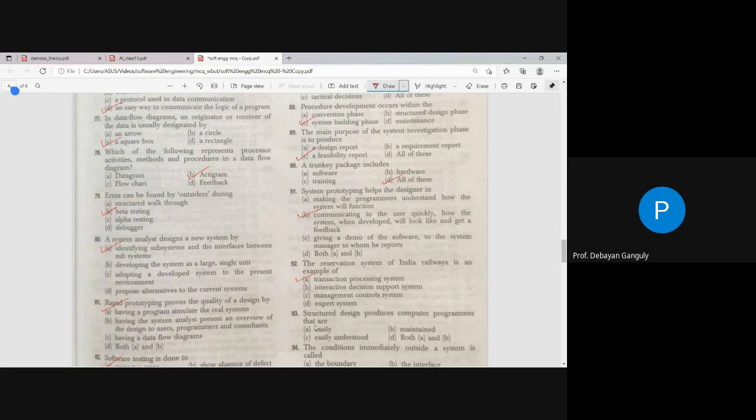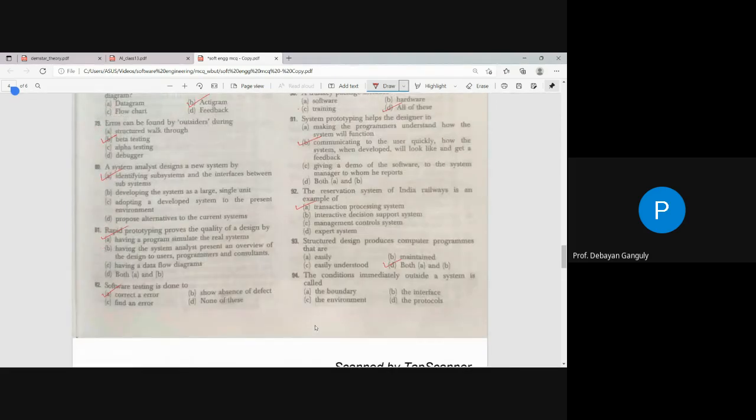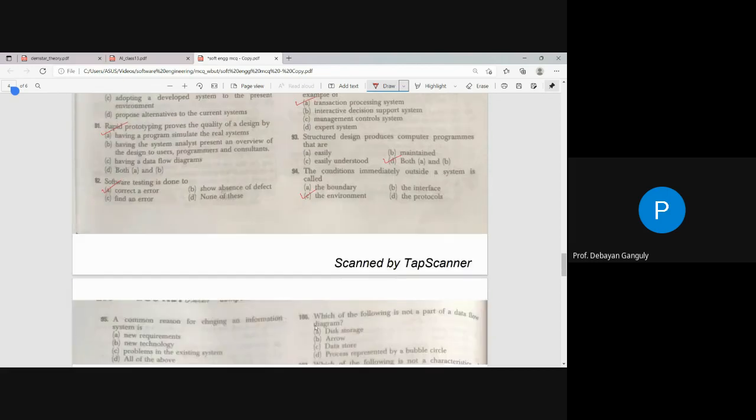93. Structured design procedure produces computer programs that are easily maintained. That means both A and B. 94. The condition immediately outside a system, that is called environment. 95. A common reason for changing an information system is new requirement, of course new technology, of course problem in the existing system, all of the above.